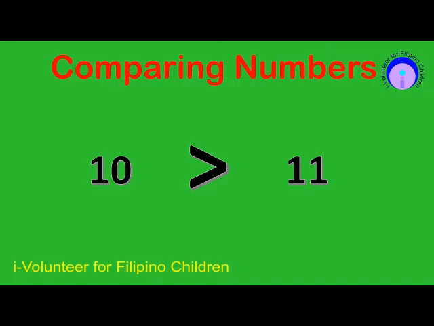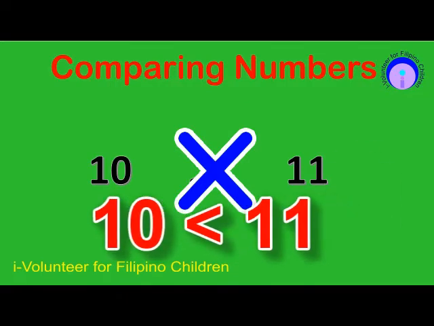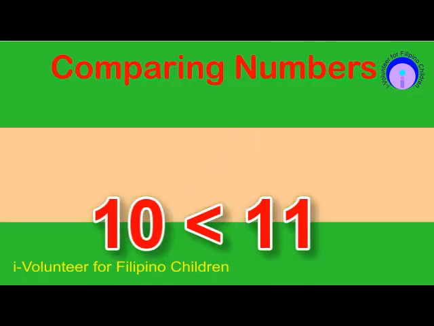The number is 10 is greater than 11. The answer is false. The correct answer is 10 is less than 11. I repeat, this is read as 10 is greater than 11. Is it true or false? The answer is false. To make it correct, we will replace the greater than sign with the less than sign. This is now read as 10 is less than 11.